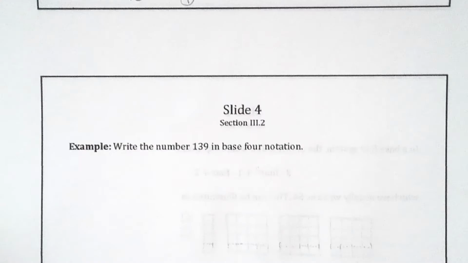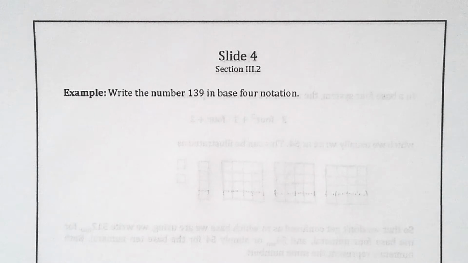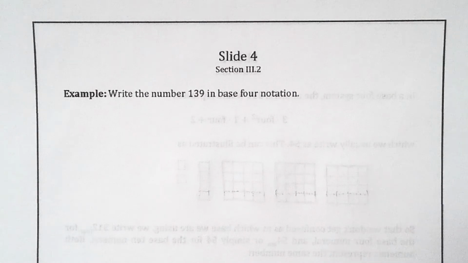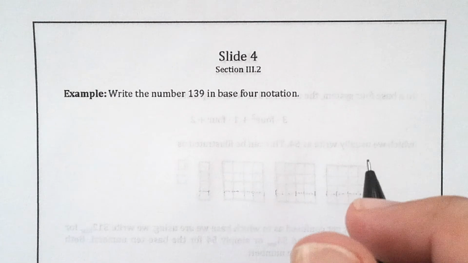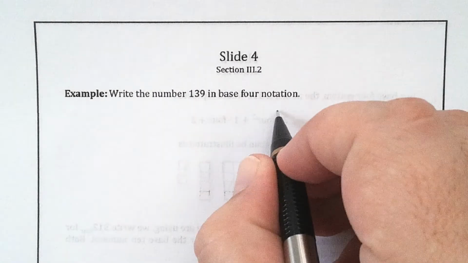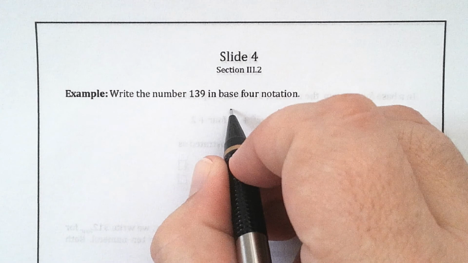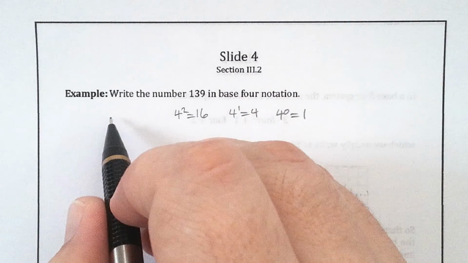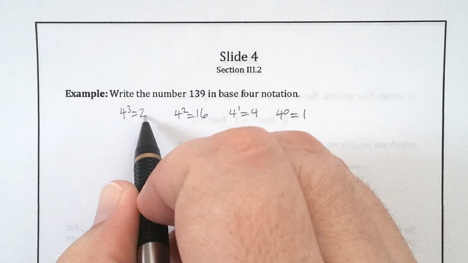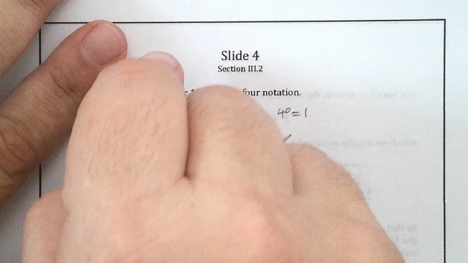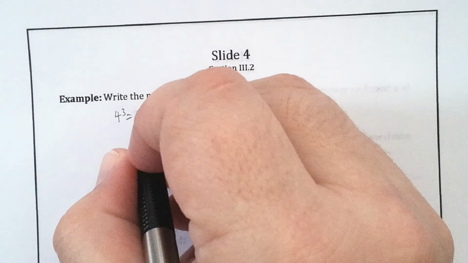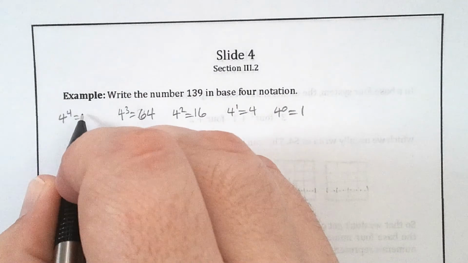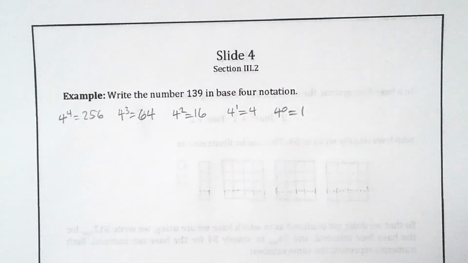In our next example, 139, it's too large to do using just pictures. So let's begin by listing the powers of 4 again. 4 to the 0 is 1. 4 to the 1 is 4. 4 squared is 16. 4 to the third power is 64. 4 to the fourth power is 256. And it keeps going that way.